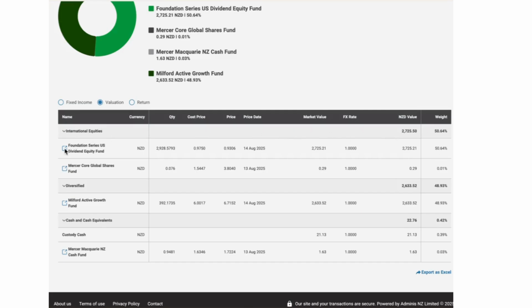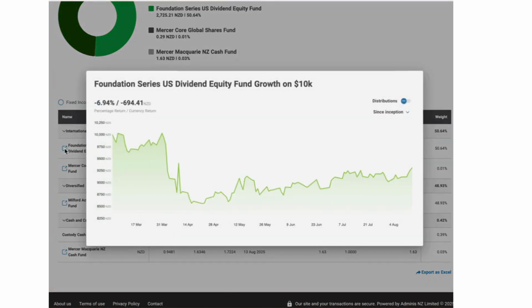If you want to see historical performance data for each fund, just click on the chart. It displays data from Morningstar, and you can manipulate the chart to display the information you're looking for.